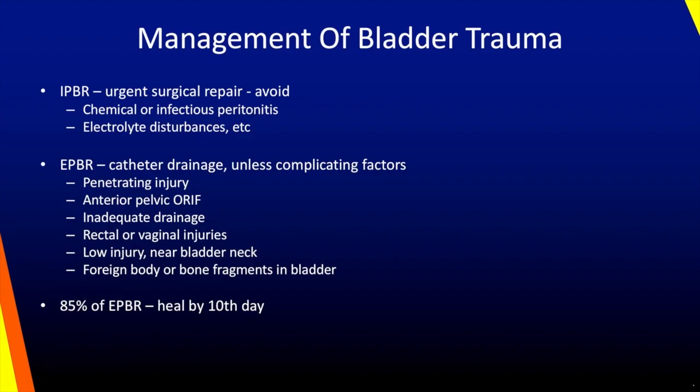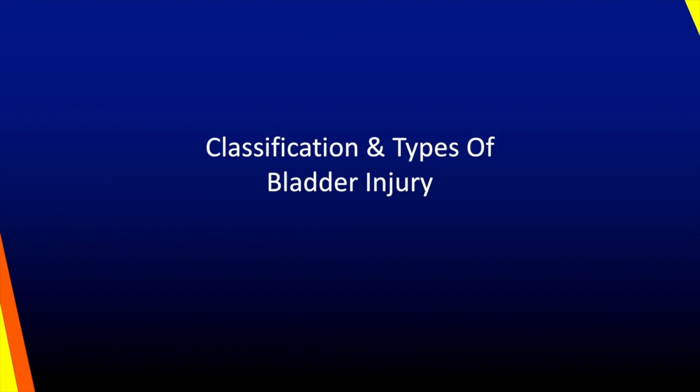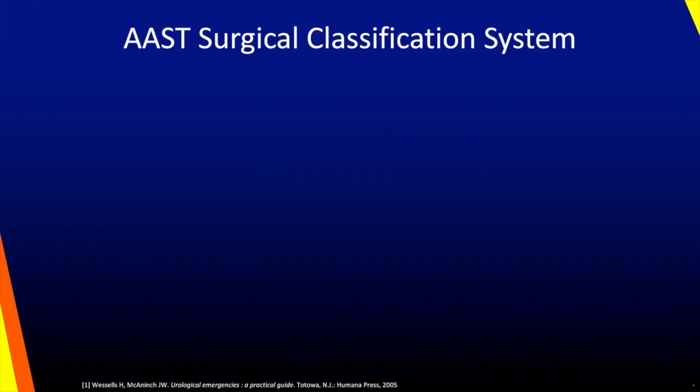85% of these extraperitoneal bladder ruptures treated with catheter drainage heal by the 10th day, and almost all of them heal within 3 weeks. Let's look now at the classification and types of bladder injury.